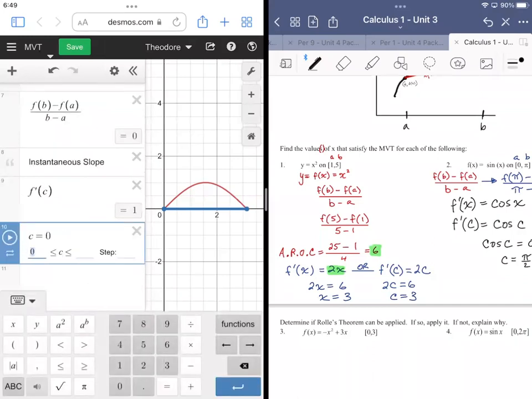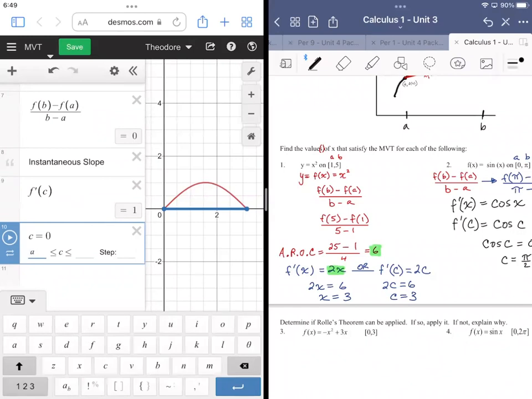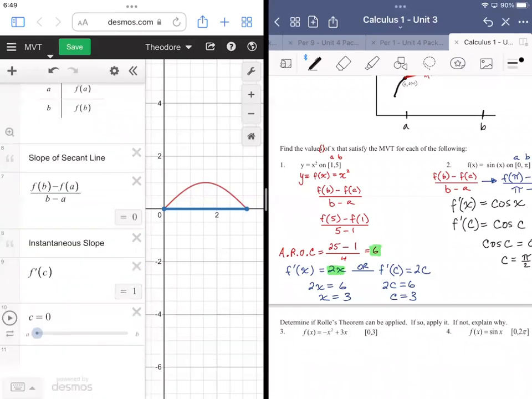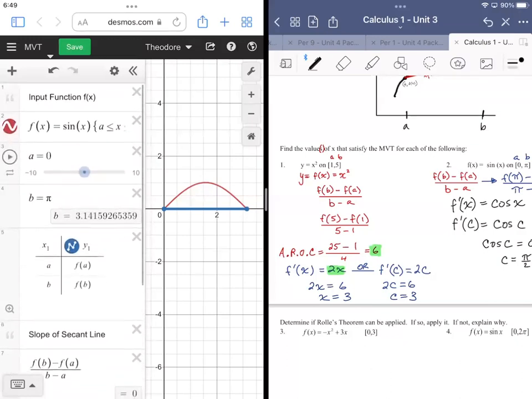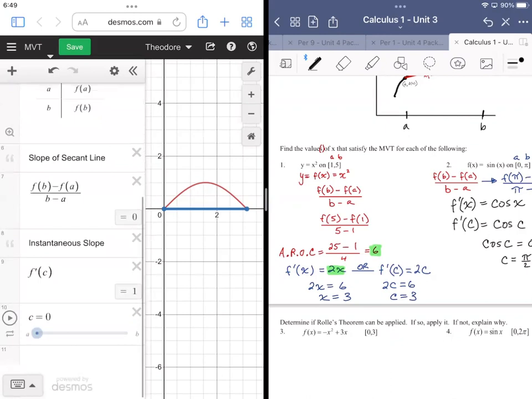Oh, you know what? That's something I may be able to do. Yeah, you could put the domain as the bounds for C. That's kind of cool. I just figured that out. I should have known that one. Right. But this will start whatever you put in as A and B. So 0 and pi, those will be the bounds for C.